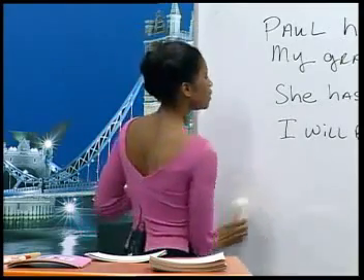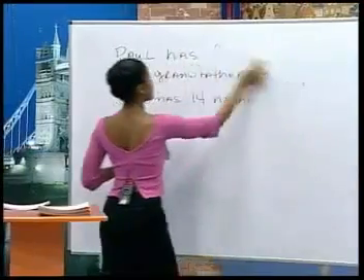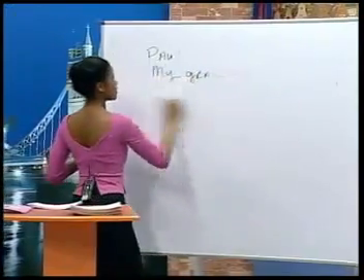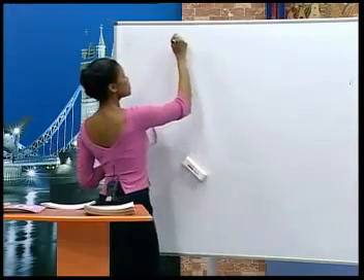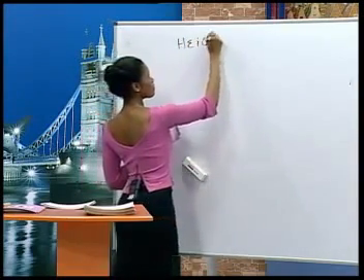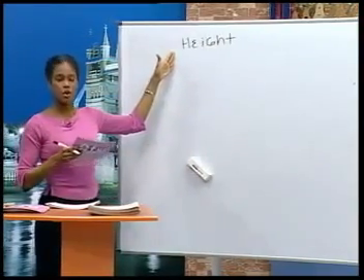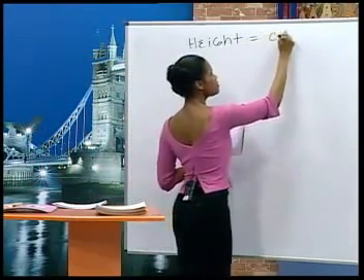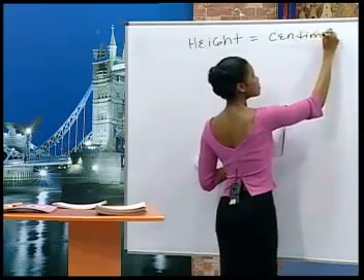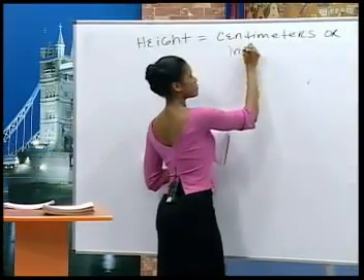Now we want to learn some new vocabulary. We are going to talk about height and weight and how to measure height and weight. Okay, let's first talk about height. So a person's height is how tall he is. It is measured in centimeters or inches.